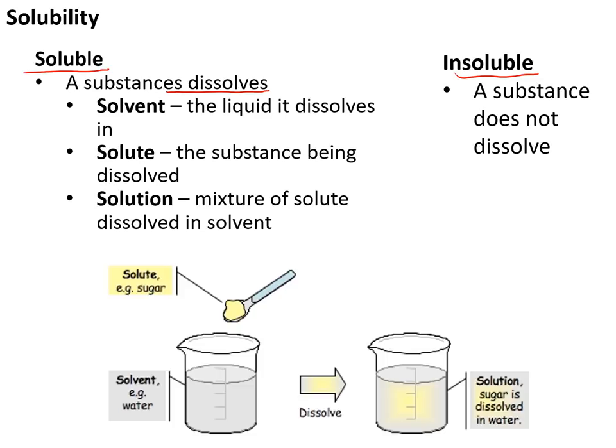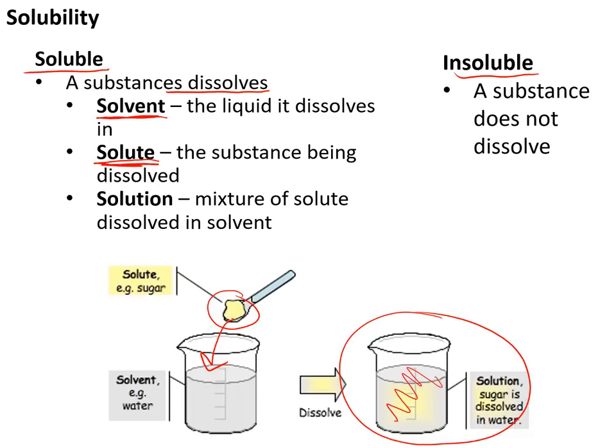So if we look at our sugar here, we call that a solute. The solute is the thing that's going to be dissolved, and that's going to go into the water here. The water is a solvent, that is the liquid that something dissolves in. And you can see here the yellow sugar has been spread evenly throughout the whole of our solution. So the whole of our liquid, and we call that a solution.